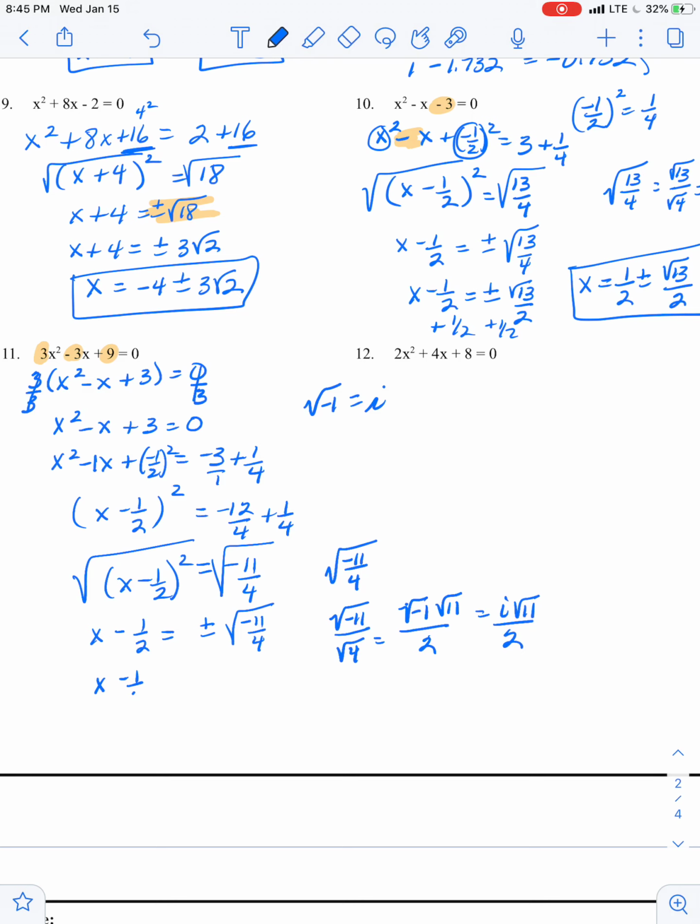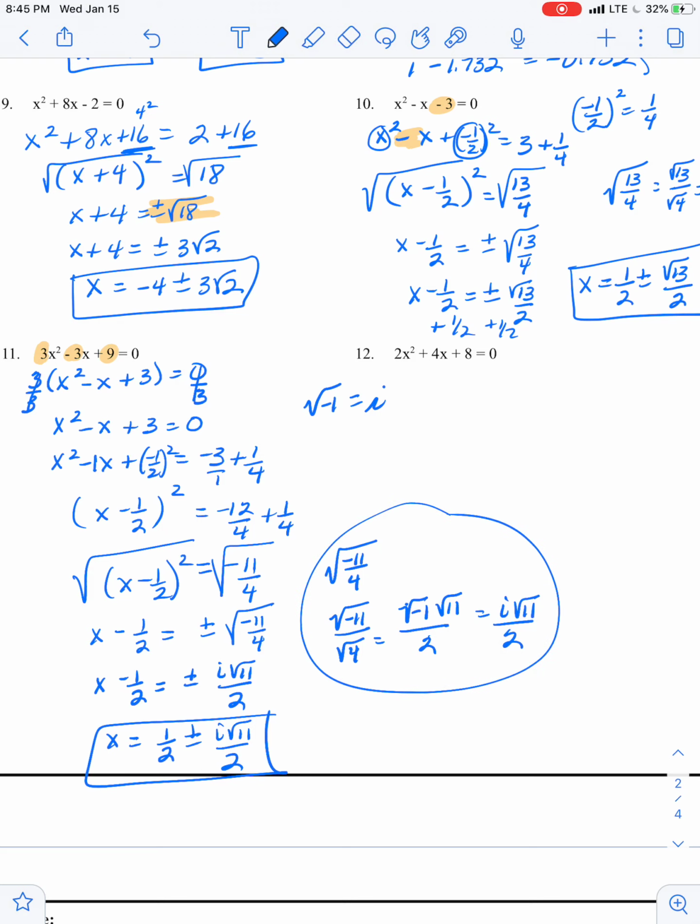So we're going to put that in our equation. So plus or minus i square root of 11 over 2. Move your 1/2 over by adding it to both sides. And there's your final answer. Okay? Now, personally, if I was doing this, I would put this somewhere over to the side. You do want to put it on your paper so that I can see that you did it. But again, figure out where would be a good spot to do it on your paper. Okay? So let's do one more and then we'll be done.